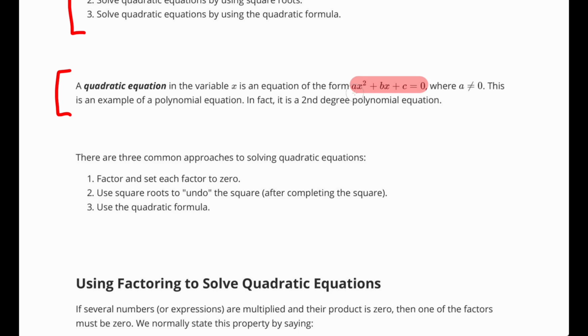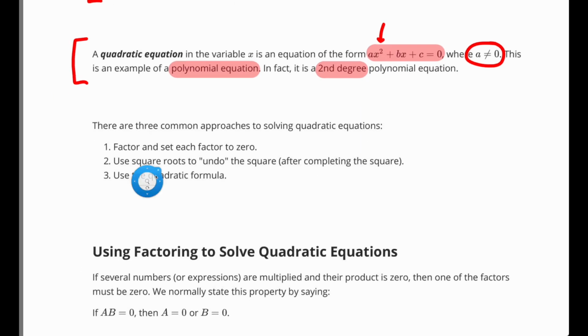This is an example of a polynomial equation. In fact, it is a second degree polynomial equation. You've probably heard of polynomials before. We're going to do a deeper dive later on in the class on what a polynomial equation is. It's second degree because the highest power is a 2. And that's why a can't be 0, because if a was 0, it'd be 0 times x squared, and then there's no more x squared, so it wouldn't be second degree anymore.